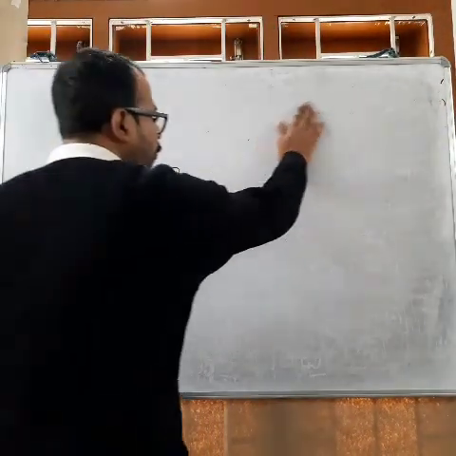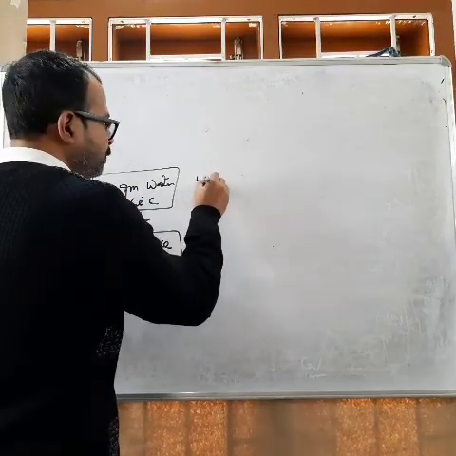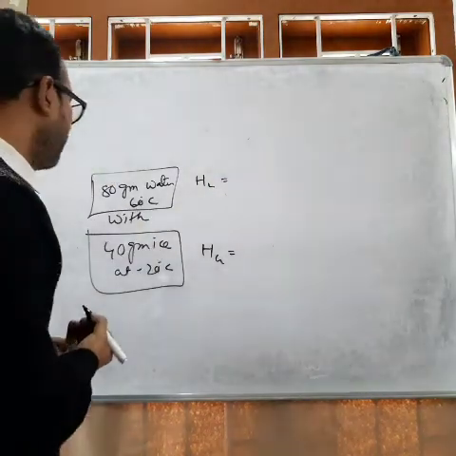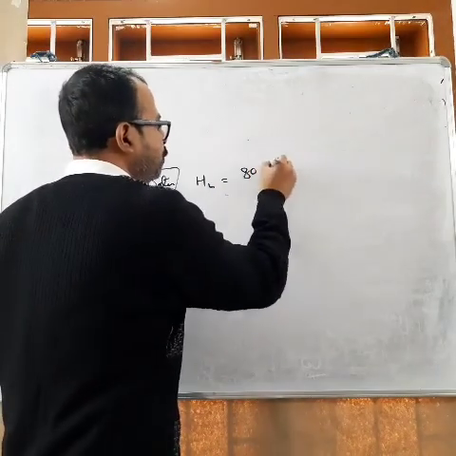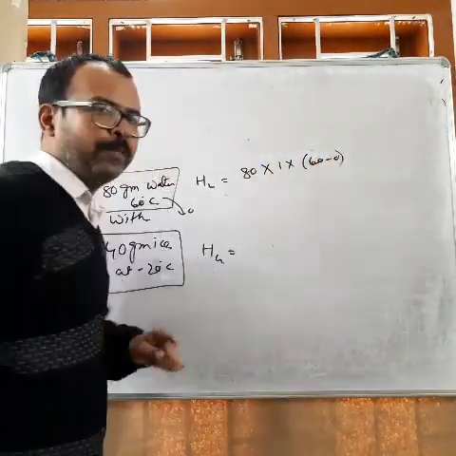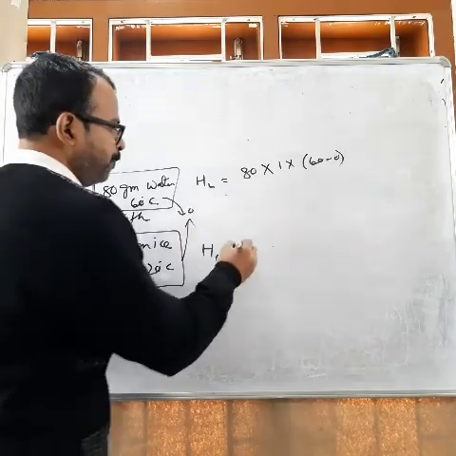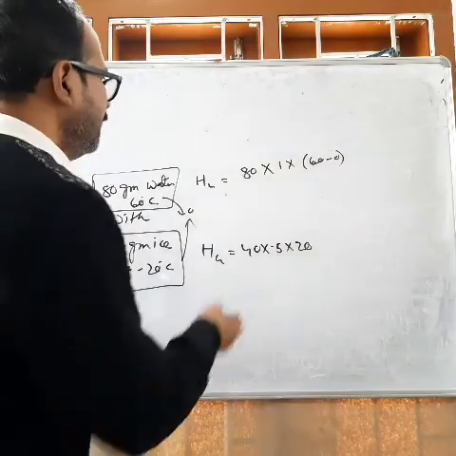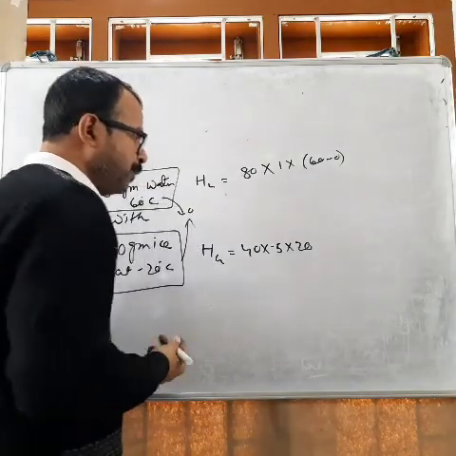Before you conclude what is going to happen, one rough check is very important. Obviously, heat lost by water and heat gained by ice. Let me write heat lost by water. Water from 60 degrees can cool to 0 degrees C. 80 into specific heat of water, which is 1, cooling from 60 to 0. Formula is m s delta T. Heat gained by ice from minus 20 can be heated to 0. So 40 into 0.5 into 20. I am sure this part is greater, because 80 into 60 is greater than 40 into 20.